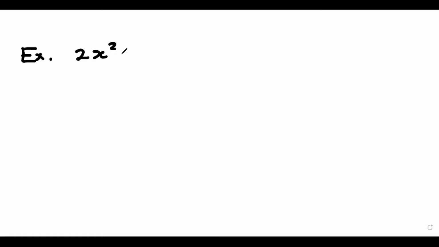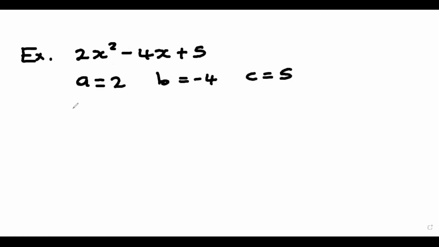So let's say we have 2x squared minus 4x plus 5. So the first thing we want to do is complete the square. So the first thing you want to do is look to see what the values are. So a is 2, b is negative 4, and c is 5. So we look and realize that a is greater than 0. That means we're going to get a minimum. So now we can complete our square.